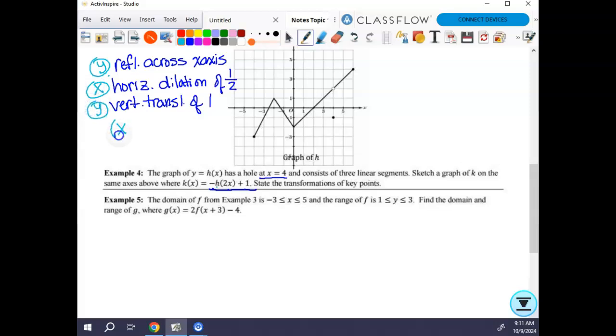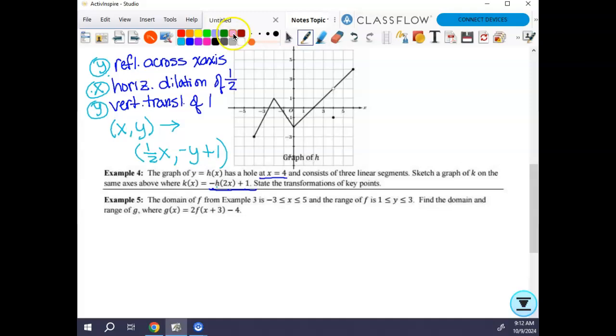So my ordered pair (x, y) is going to map onto, for X, the only thing I have is a dilation of 1/2, so it's 1/2 times X. For Y, it's a reflection, so I need that negative Y, and then plus 1. So you change the sign, then you add 1. You don't add 1 and then change the sign. Okay, the order matters there, for sure. Everybody good on that? All right, good deal.